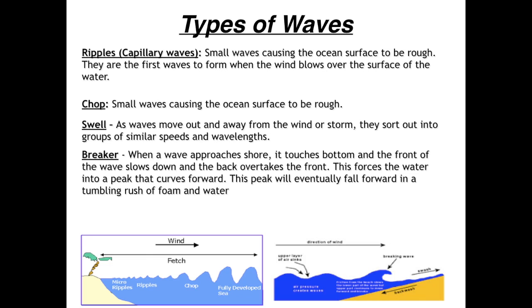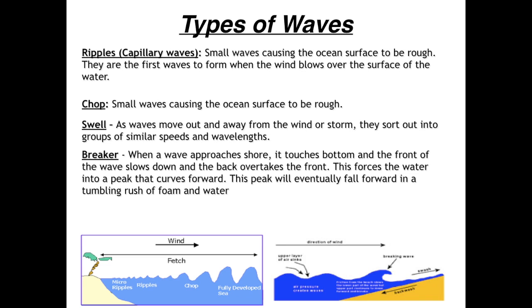A chop, this is when basically you start off before a storm. The water starts getting choppy. These are small waves showing that the ocean surface is going to be rough. Then we have a swell. A swell is usually after a storm.